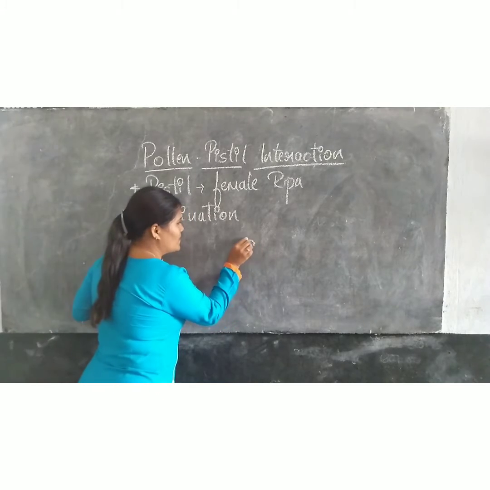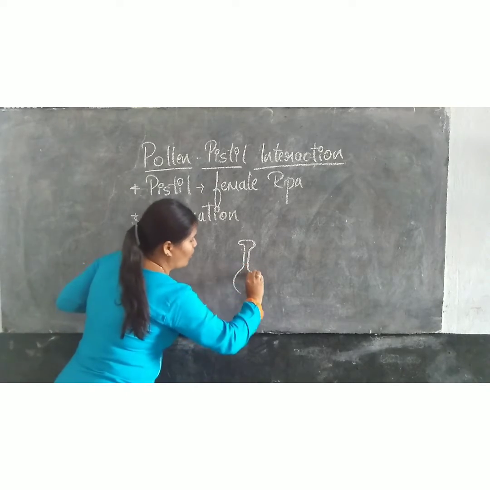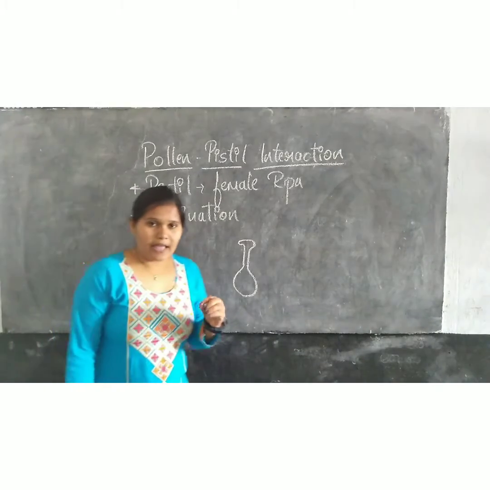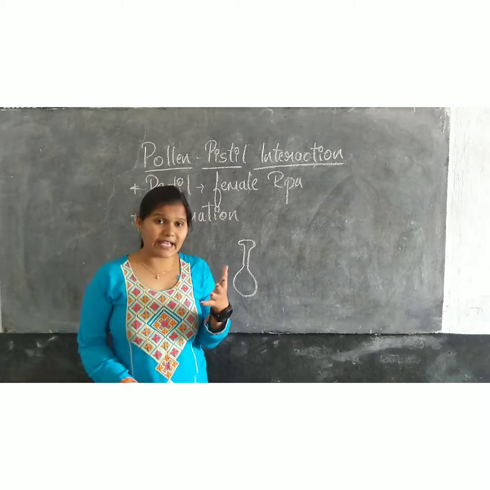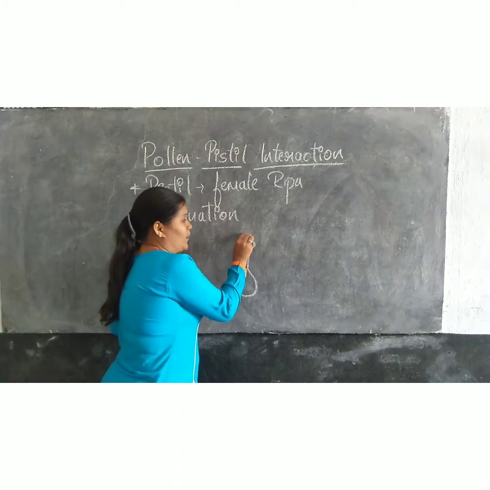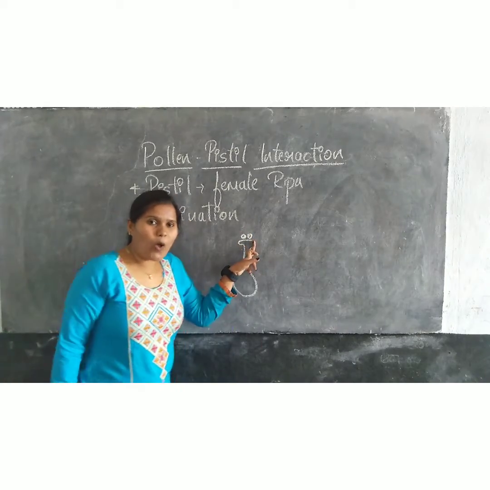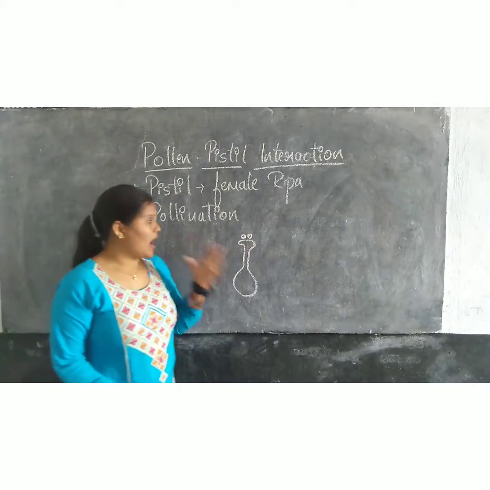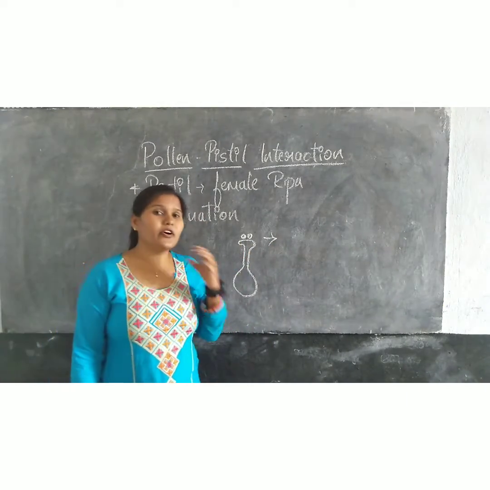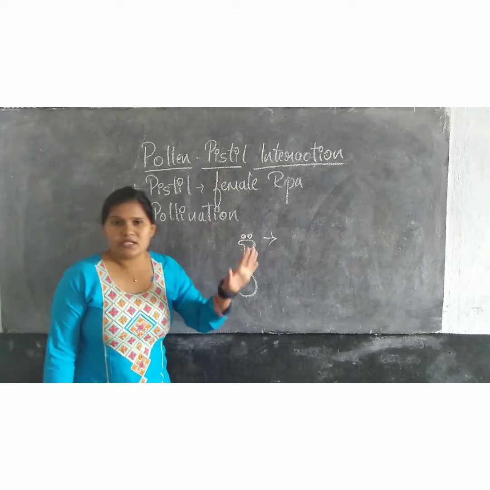See, look here, have a look. This is the stigma, this is the style, and this is the ovary, where the female reproductive part is present, that is the ovule. Initially this pollen-pistil interaction takes place mandatorily by the pollination process. When the pollen grains come and sit on the stigma, from here the pollen-pistil interaction takes place. However, only if the right type of pollen grains comes and sits over the stigma does the interaction take place.